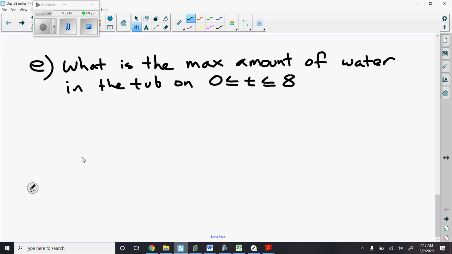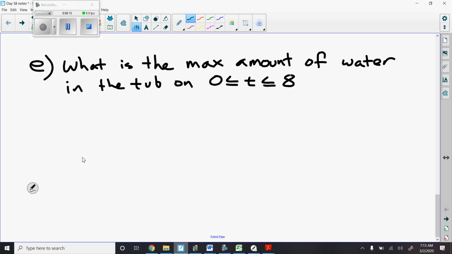Okay, so here's the question. What is the max amount of water in the tub on the interval 0 to 8? When they're asking about this, it's a question about an absolute max. What we have to understand here is that absolute maxes and absolute mins can only occur at 2 different places: critical points and endpoints.